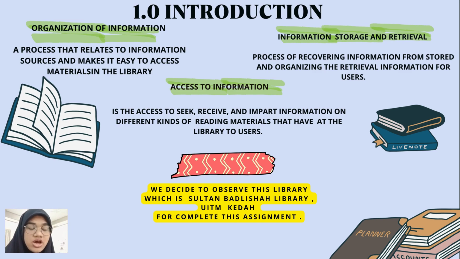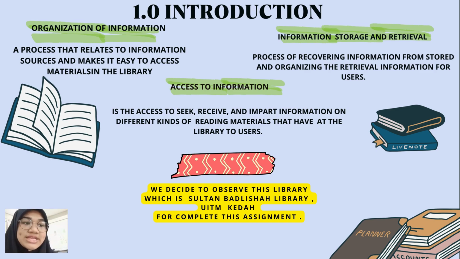Next, the meaning of information storage and retrieval in the library is the process of recovering information from stored data and organizing the retrieved information for the user. Next is the definition of access to information, which is the access to seek, receive and impart information on different kinds of book collections and other reading material that the library has for users.